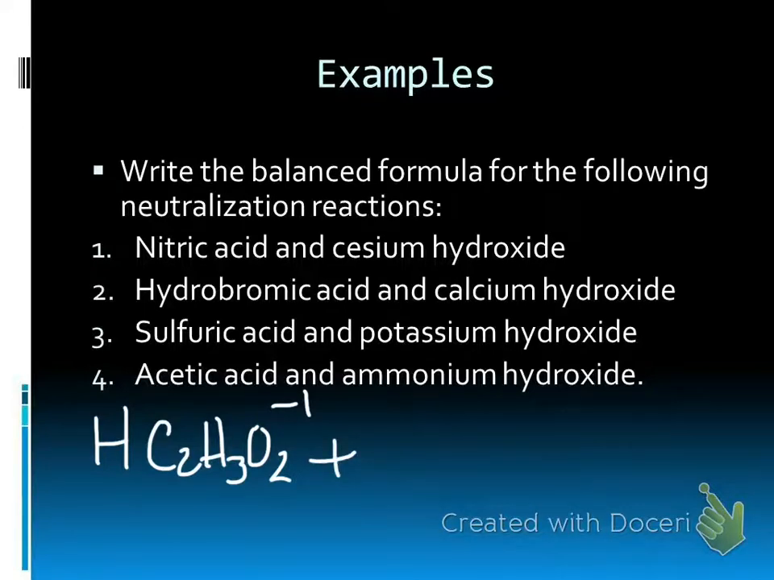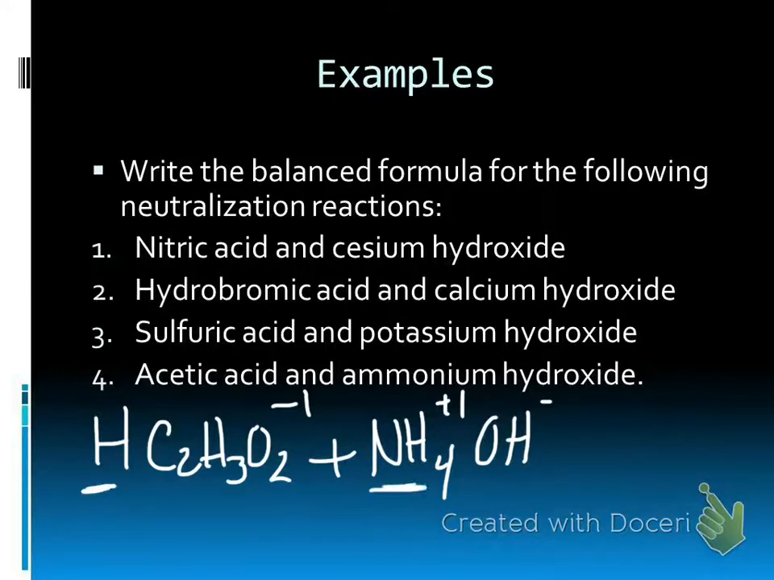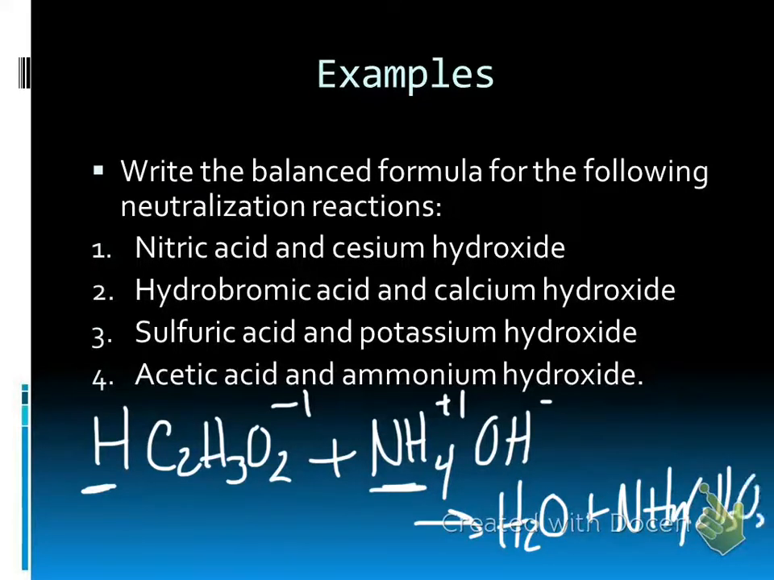Ammonium hydroxide. Ammonium is NH4. It's got a +1 charge, and hydroxide's OH-. So those are all written correctly. We're going to do the double replacement reaction. Hydrogen is going to swap places with ammonium. So we're going to end up with hydrogen hydroxide, which is water, and ammonium acetate. +1, -1. Everybody's balanced there.